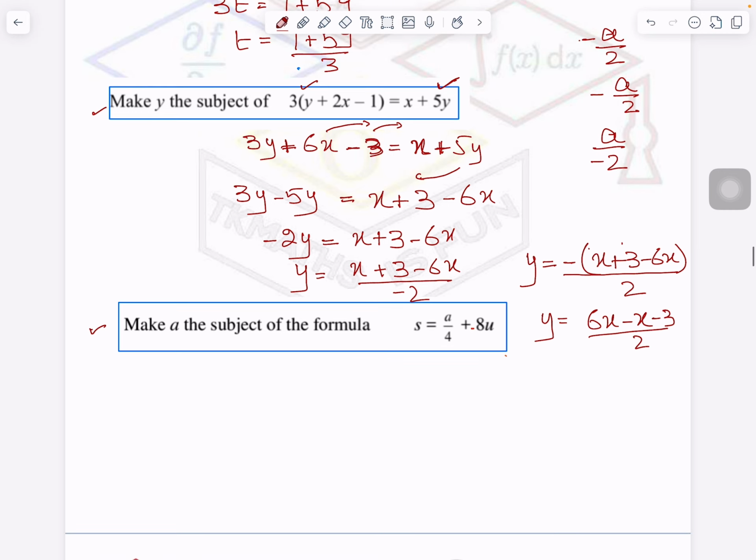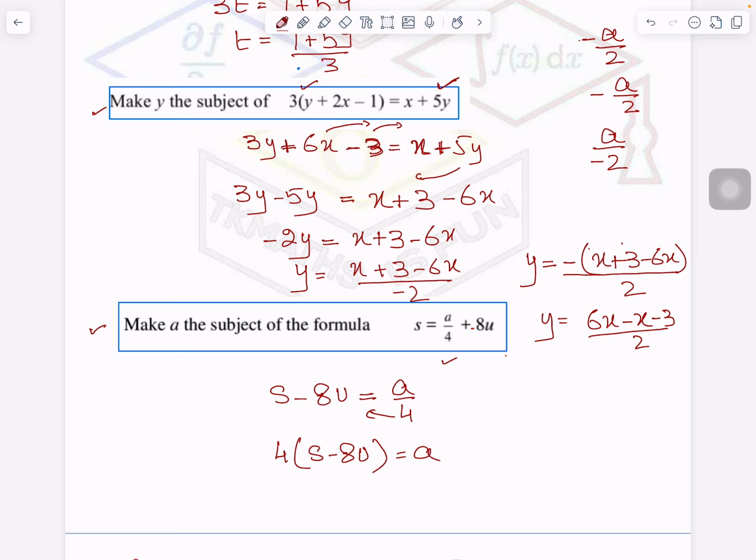Now I have to make a the subject. A is present only in this term. So this is so easy. I will bring 8u to the other side. It will become minus 8u. And then it is 8 divided by 4. So cross multiply, it will become 4 bracket s minus 8u equals a. So I have made a the subject, and this is how you will do it.